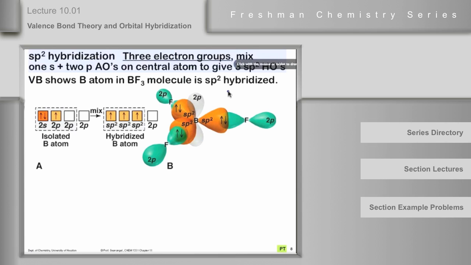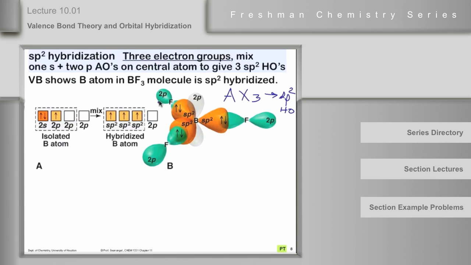That's the shape. What about the shape class? AX3. Good. AX3 leads us to sp2 hybrid orbitals, which are shown over here in the energy diagram. We mix a 2s and two 2p's, and we get three equivalent sp2 hybrids. Here they are marked in orange, and since there are three electrons, Hund's rule says there has to be one unpaired electron in each one. And this 2p out here isn't used.